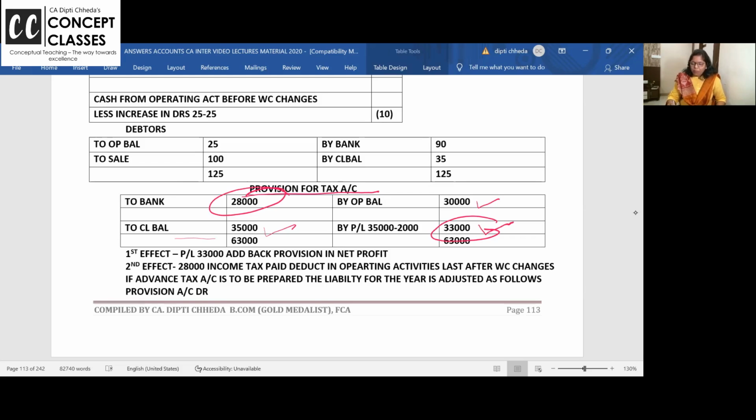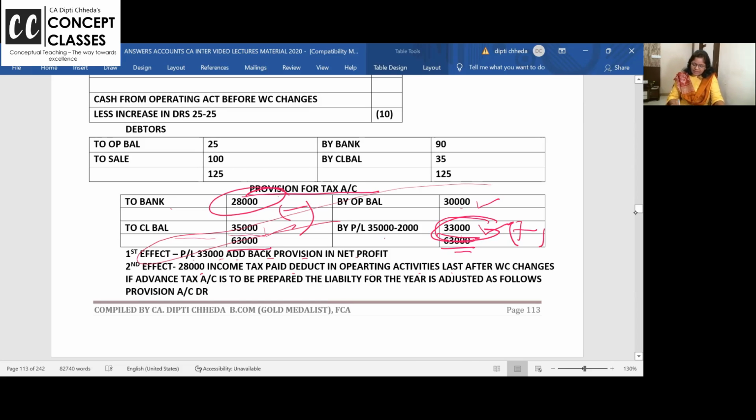Sometimes they give opening provision in the opening balance sheet 30,000. Closing provision 35,000. And income tax paid is 28,000. Now, income tax paid 28,000 will be deducted in operating activities. Correct or not? And provision for taxation 33,000 debited in P&L, but no money going out. So add back the 33,000 provision, plus income tax paid deduct.